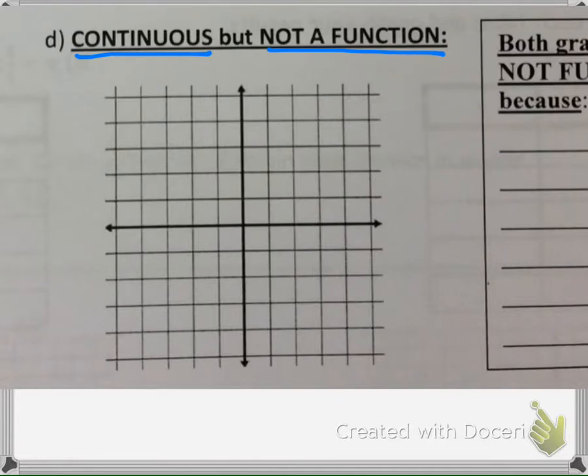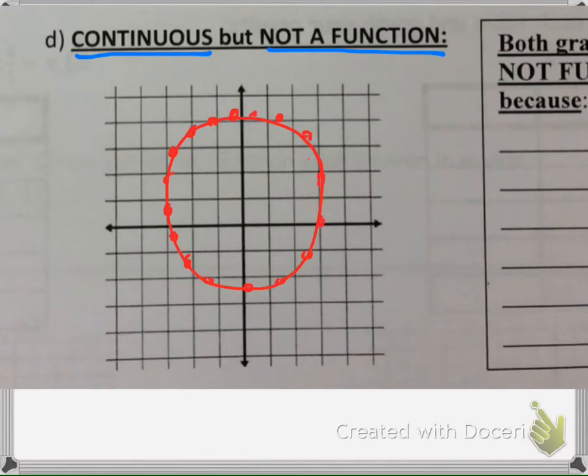Okay, so continuous and it's not a function. A circle is an example. If I draw a vertical line here, it touches the graph twice. If I draw a vertical line here, it touches the graph twice. So therefore it's not a function, and it's continuous because on a circle, all the points are connected. You have to imagine that on the circle there's an infinite amount of points all the way around it, and they're all connected. So it is continuous and not a function.